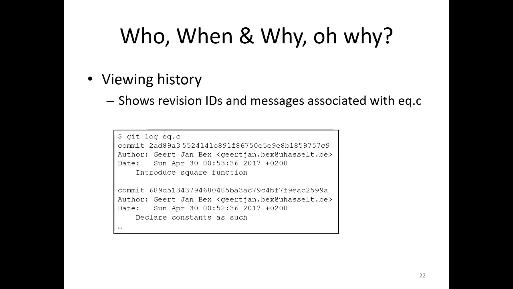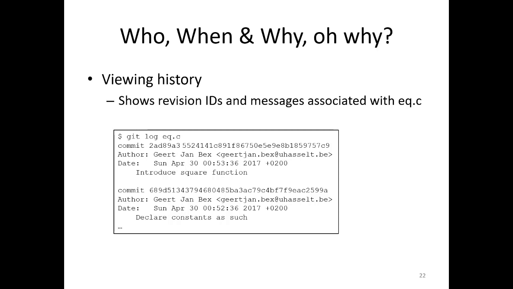And you can request the log for a particular file, like in this example for eq.c, and then you get only the commits that affect that particular file. You can see that I've been changing that file on Sunday, April 30, 2017, and the commit message which I gave was that I introduce a square function, whatever. And there is another commit which is a bit earlier, basically the same day, but 2 minutes earlier. And again, you see the commit message, declare constants as such.